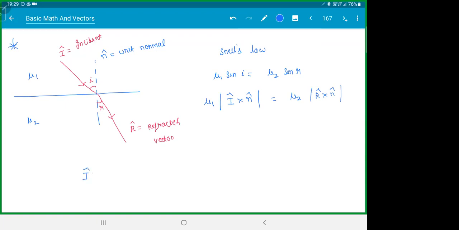Because what is I cross n cap? Mod I cap, mod n cap, sin of the angle between them. That will be 1 and 1 anyway, unit vectors. Now similarly, R cross n cap will also be mod R cap, mod n cap, sin R. That is also sin R. I just substituted sin I and sin R in terms of the cross product. Check.